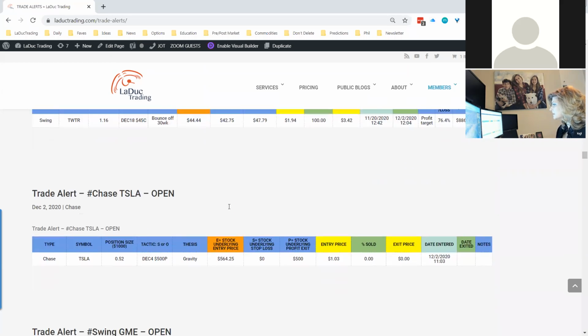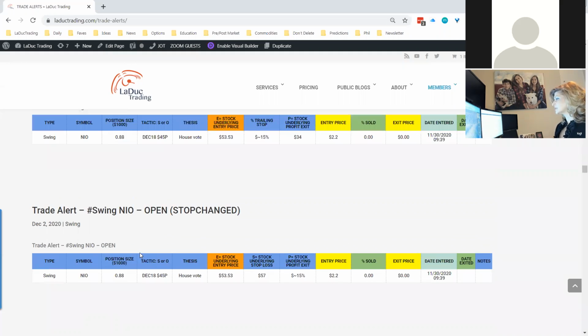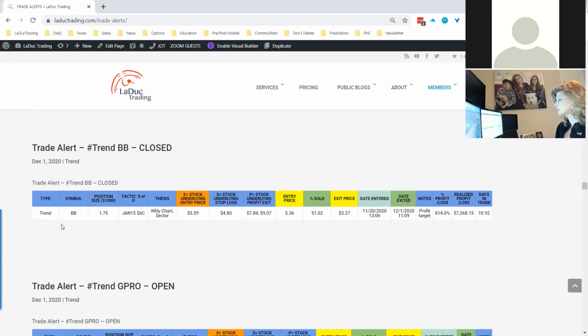So this BlackBerry, here it is. I opened this BlackBerry on December 2nd because I had already closed a BlackBerry and I was still bullish. Does that make sense? So here's the BlackBerry one. I added this 11/20 and I closed it on December 1st.